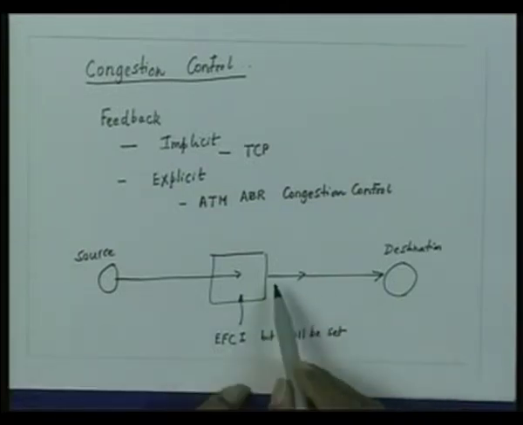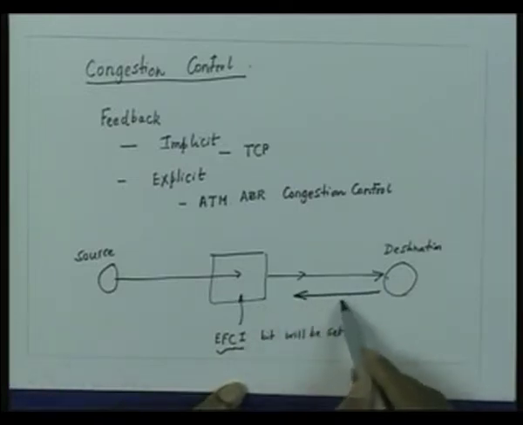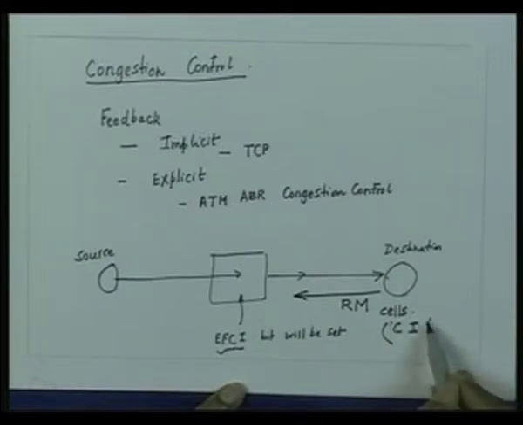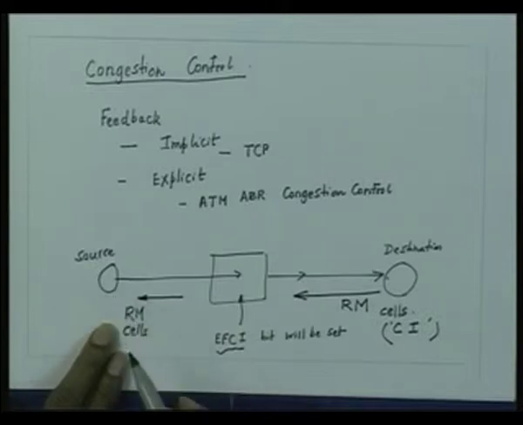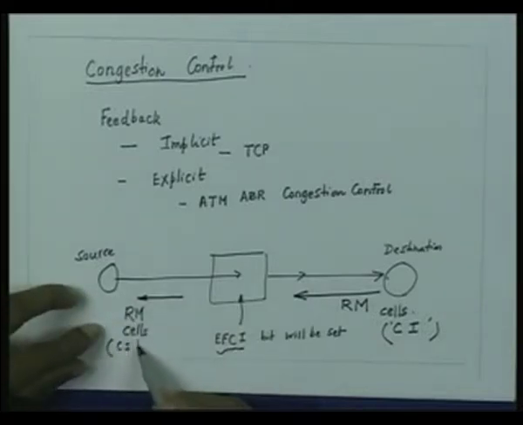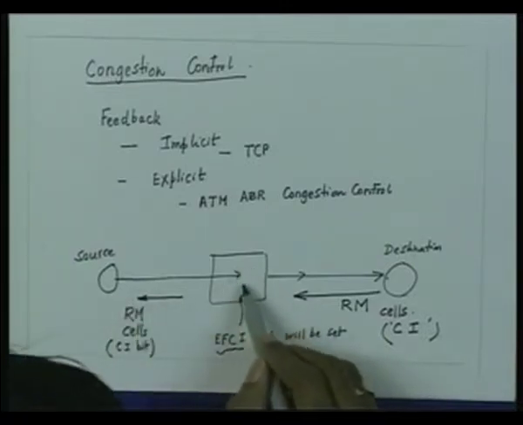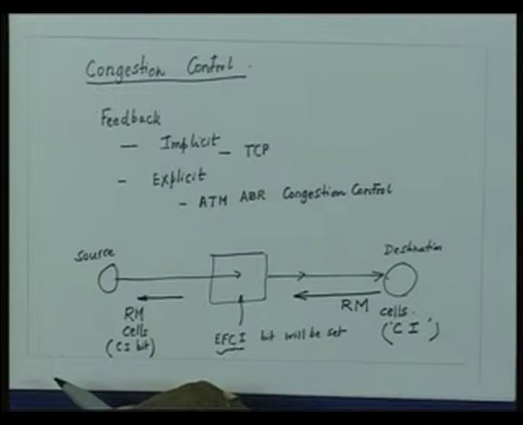When this ATM cell reaches the destination, and the destination finds that the EFCI bit has been set, the destination sends the resource management cells, which are called RM cells, and these will have their congestion indication bit, the CI bit, set. So when the resource management cells are received at the source, and if they have the CI bit set, then the source comes to know that congestion has occurred at a particular switch, and then the source will reduce its rate of transmission.